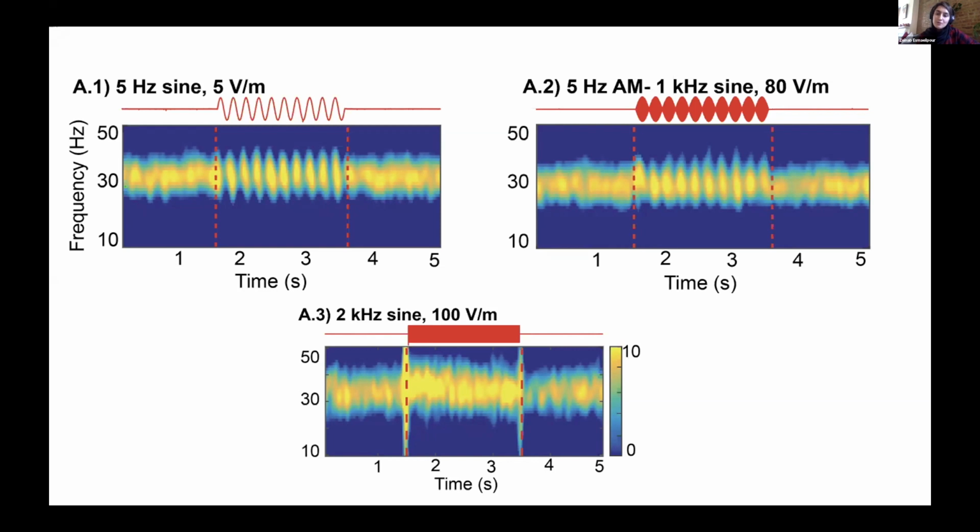And another profile of response that we see in these experiments is the response to unmodulated kilohertz stimulation. In the spectrogram, I'm showing the response to 2 kilohertz, where there is an onset response at the beginning, and then it goes to a steady increase of the gamma oscillations.